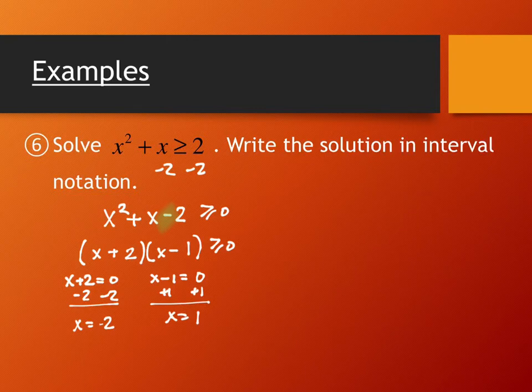So this is the part where steps 3 and 4 come into play. So we're going to draw a number line. Wow, not right there. We're going to draw a number line, and we're going to put the numbers that we have in order. In particular, that means negative 2 has to come before 1.